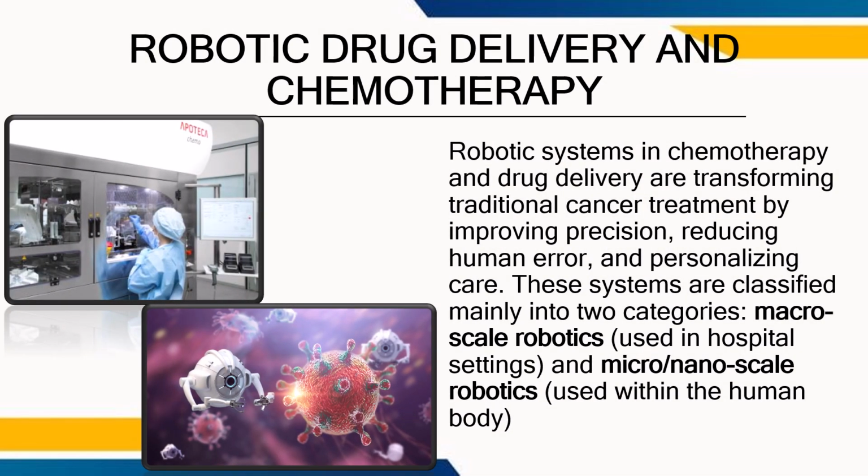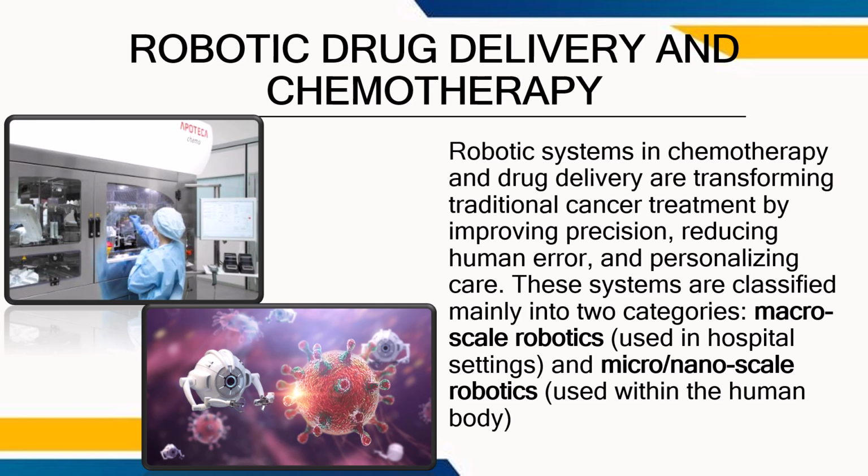So our fourth topic is robotic drug delivery and chemotherapy. Robotic systems in chemotherapy and drug delivery are transforming traditional cancer treatment by improving precision, reducing human error, and personalizing care. These systems are classified mainly into two categories. First one is macro scale robotics, which is used in hospital settings. And the next is micro or nanoscale robotics used within the human body.